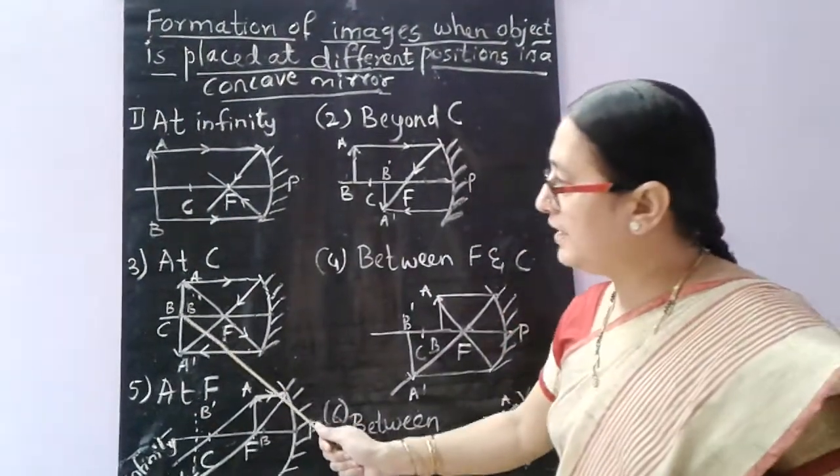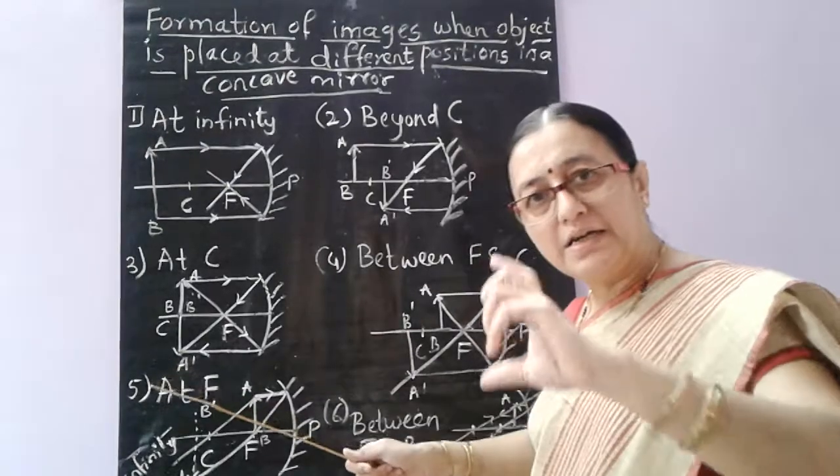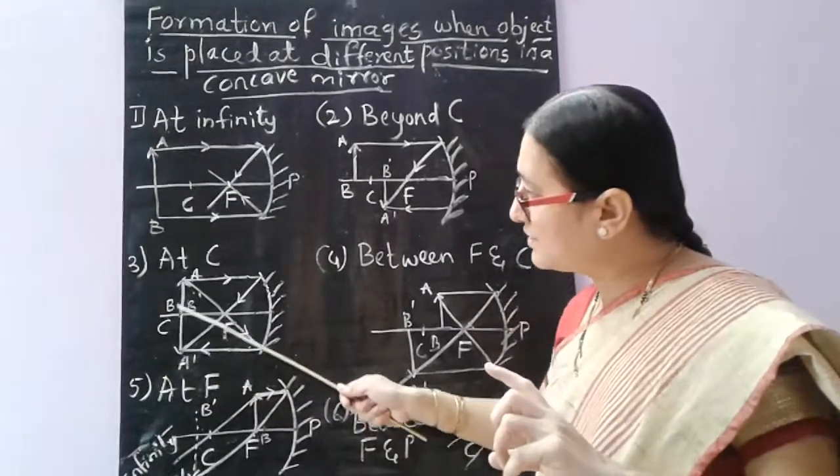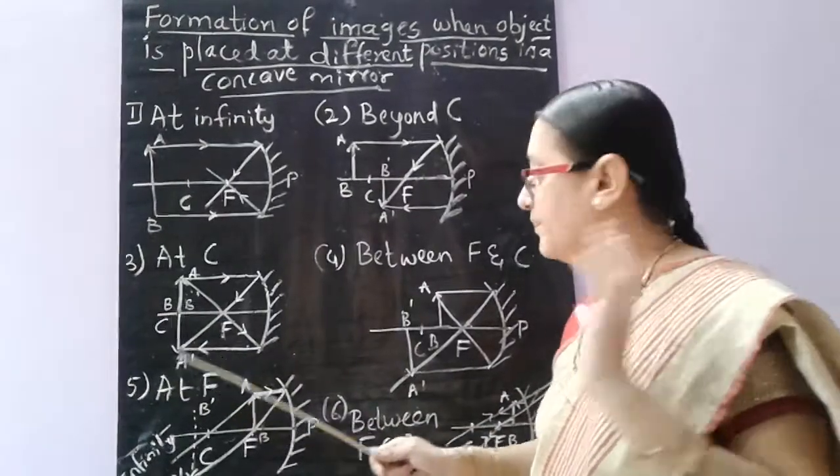So here the object is placed at C, the image is also formed at C, which is inverted, real, and of the same size as the object. Image and object are of the same size.